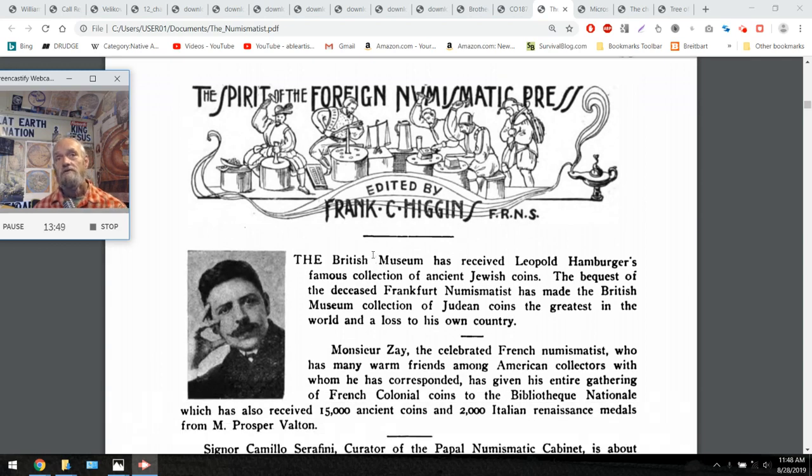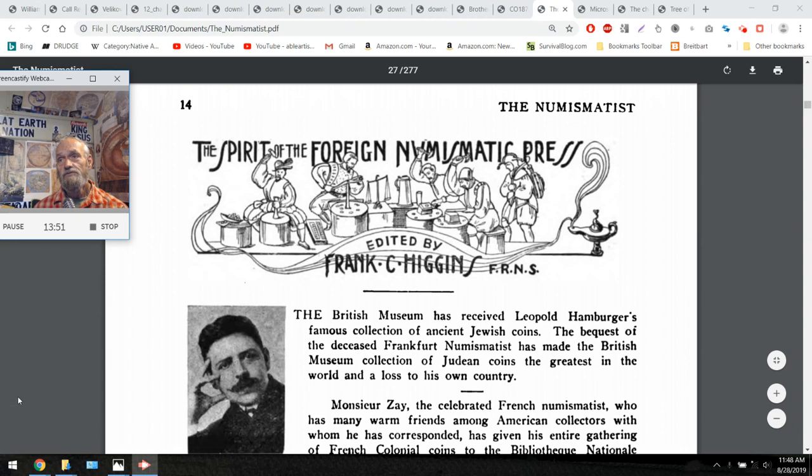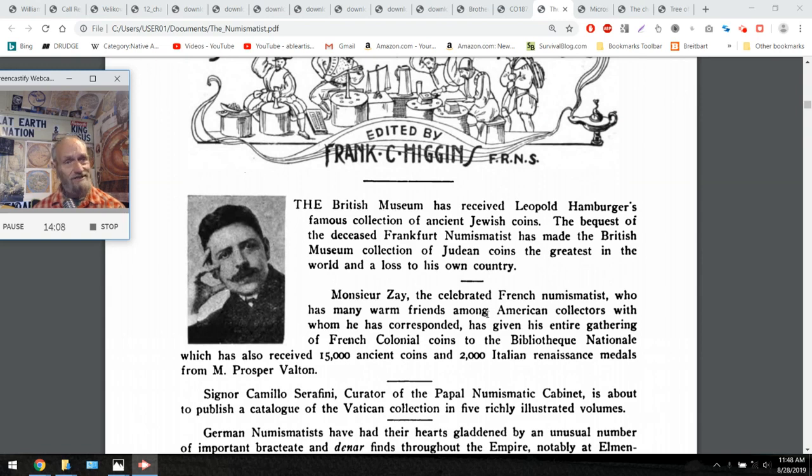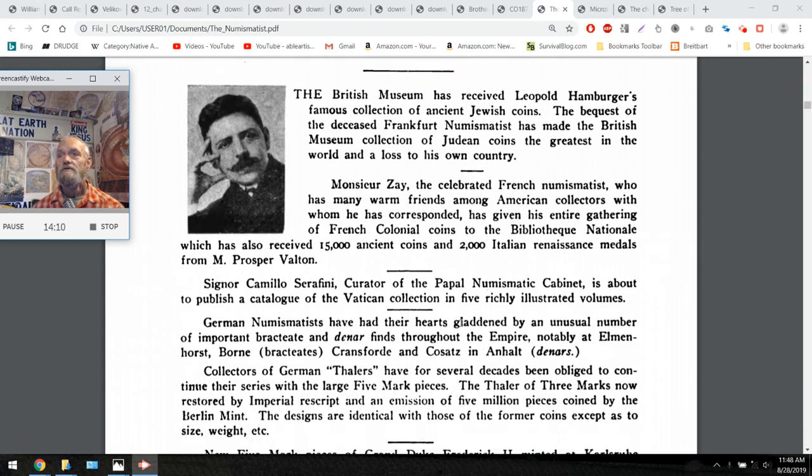Now, let's just see what the British Museum just received. A famous collection of ancient Jewish coins. The bequest of the deceased Frankfurt numismatist was made to the British Museum, here you go, of Judean coins, the greatest in the world, and a loss to his own country. Did they even have a country then? Or they were just... Well, anyway, 15,000. Here you go. 15,000 coins.